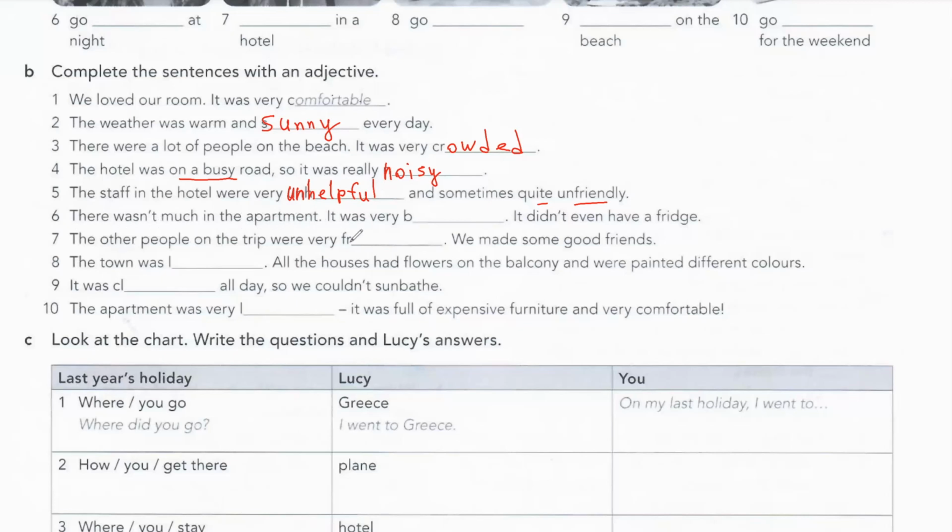Number six, there wasn't much in the apartment. It was very basic. So if there wasn't much in the apartment, it must be basic. It didn't even have a fridge.